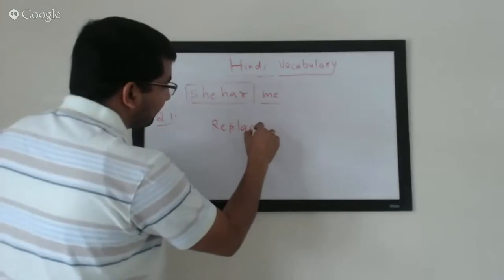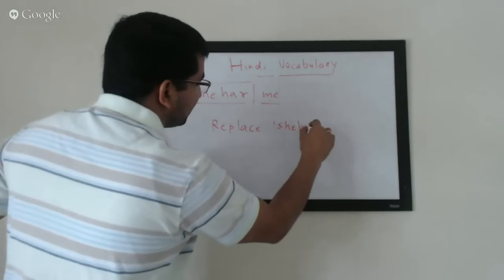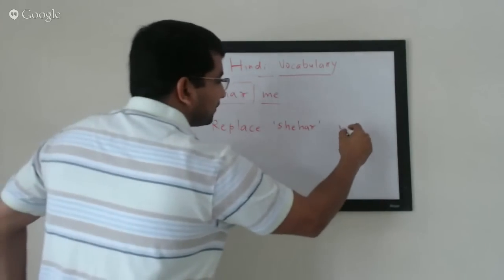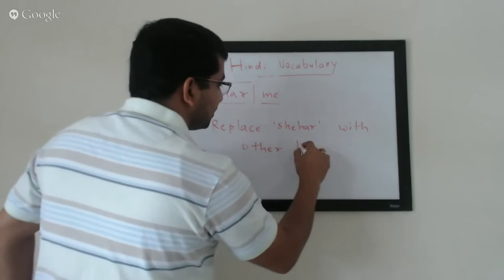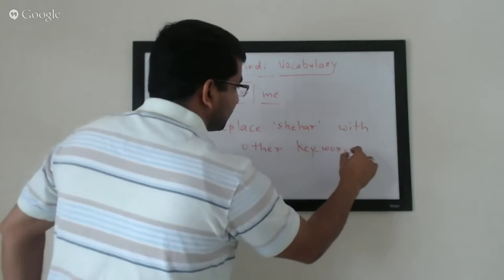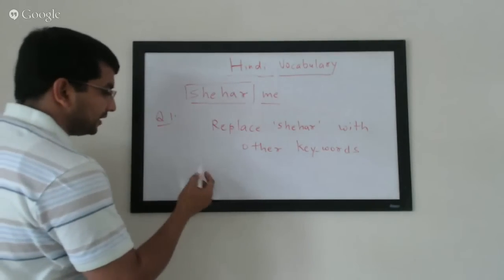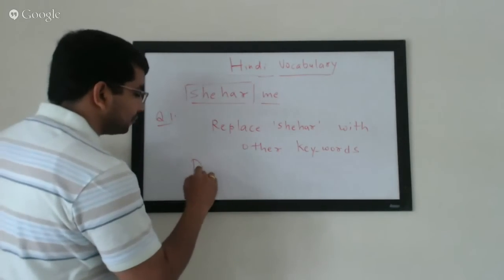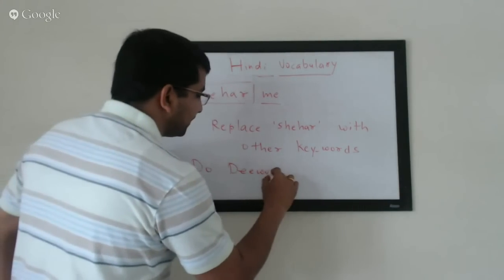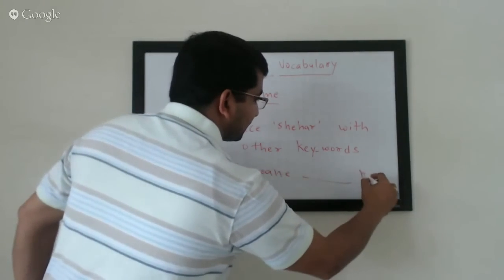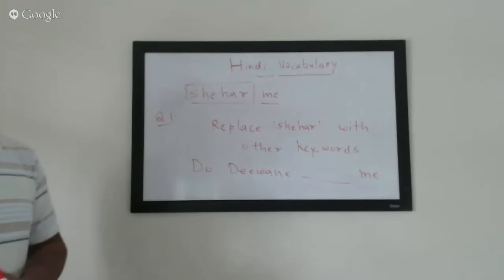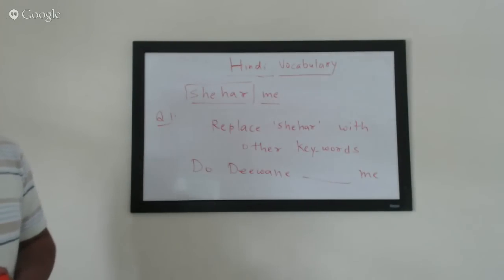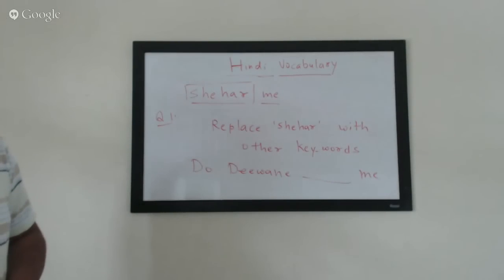Replace shahar with other keywords that we have learned so far, right? So in the context of a song, so do divane. Instead of shahar, you can use all the keywords that we have learned so far, and then see what it will mean, right? And I think it's a very good exercise to make you aware of all the other keywords as well.